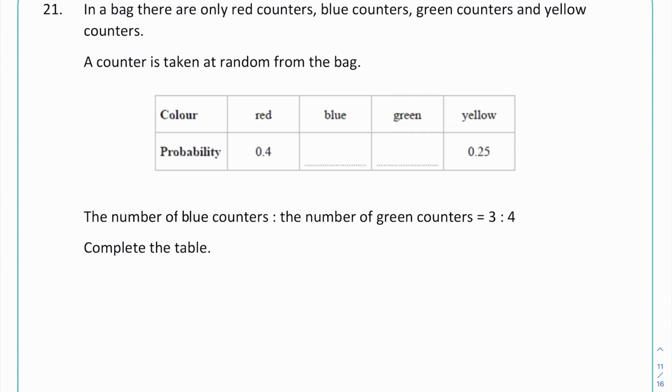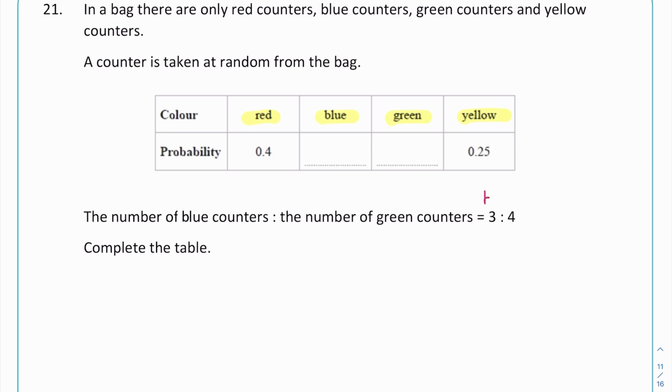Okay, so in a bag there are only red counters, blue counters, green counters and yellow counters. And we can see that down here: red, blue, green, yellow. A counter is taken at random from the bag. The number of blue to the number of green counters is 3 to 4. Complete the table. So blue to green is 3 to 4.